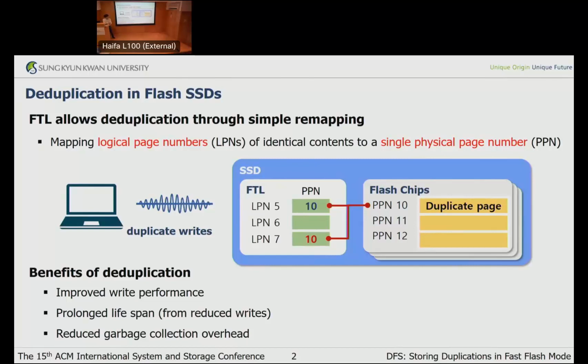LPN 5 is stored at PPN 10, and the write request to LPN 7 has contents that are the same as the one at LPN 5. Then the FTL will not write LPN 7. It will simply map LPN 7 to PPN 10, and that's it. The deduplication is done.